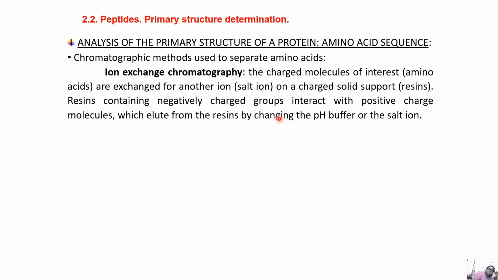We have talked about ion exchange chromatography, which is basically where the charged molecules of interest are exchanged for another ion on a charged solid support, and the resins will contain negatively charged groups interacting with the positively charged molecules, which will elute from the resins by changing the pH buffer or the salt ion.